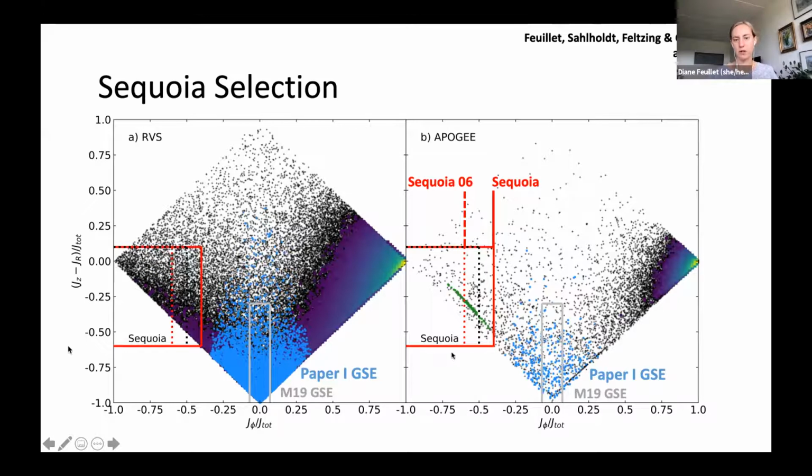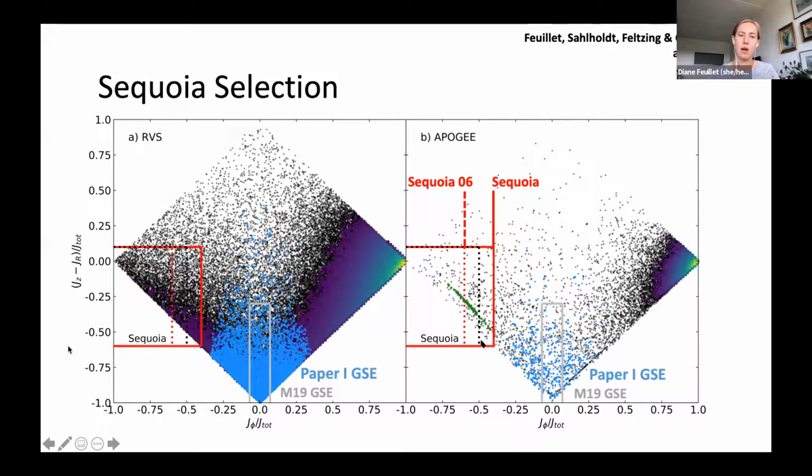So coming back to the Sequoia selection, this dotted black line shows the original Mayon selection region. We decided to, working off of an assumption that NGC 3201 may be associated with Sequoia, those members are highlighted in green here. And we found that they actually extended in this J theta over J total space. They extended a bit farther than the original selection. So we chose to bump out that Sequoia selection a little bit to see if extending that space to include all of the cluster members would also give us more Sequoia members.